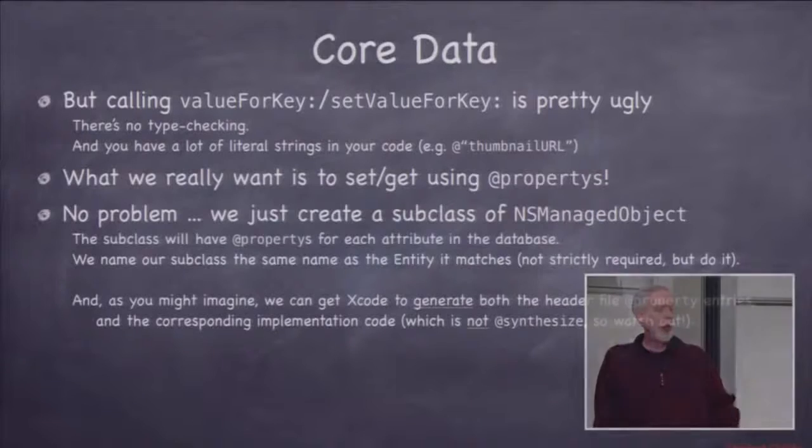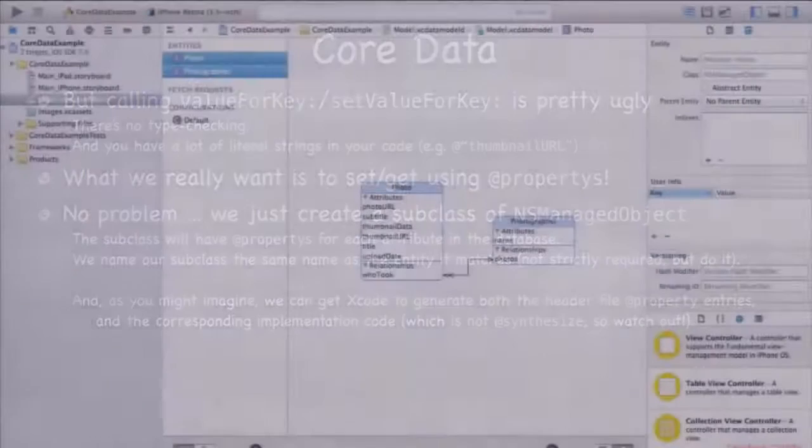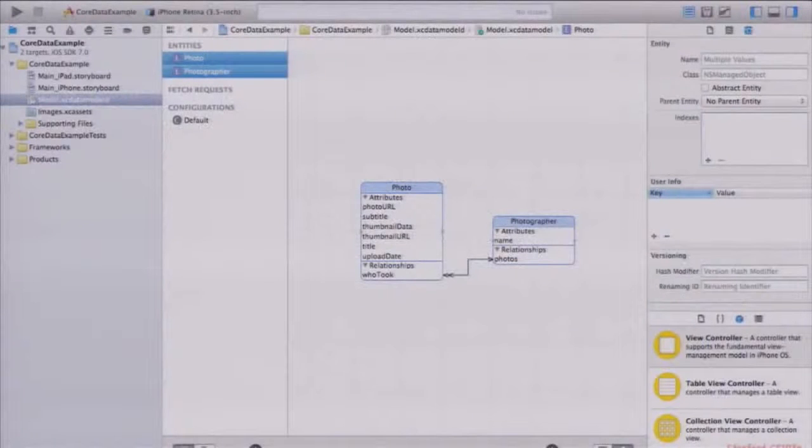So all we need to do that is create subclasses for photo and a subclass for photographer. Subclasses of NSManagedObject, right? And these subclasses will implement all these properties. And of course, because Xcode is so nice, it's going to do that for you. So let's talk about now how in Xcode we can make it generate subclasses for photo and photographer.